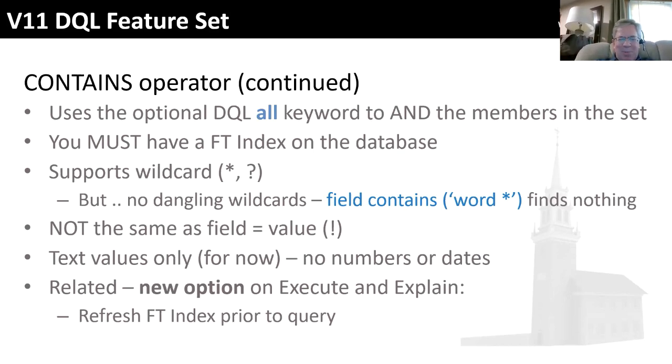And this already came up in beta that you cannot dangle wildcards. So in this case, I give you the word space star. We'll find nothing because it doesn't handle that. Now it has to be said that it's not the same as field equals value. People will say, but I can use it that way. Yes, you can use it that way if you know your data.